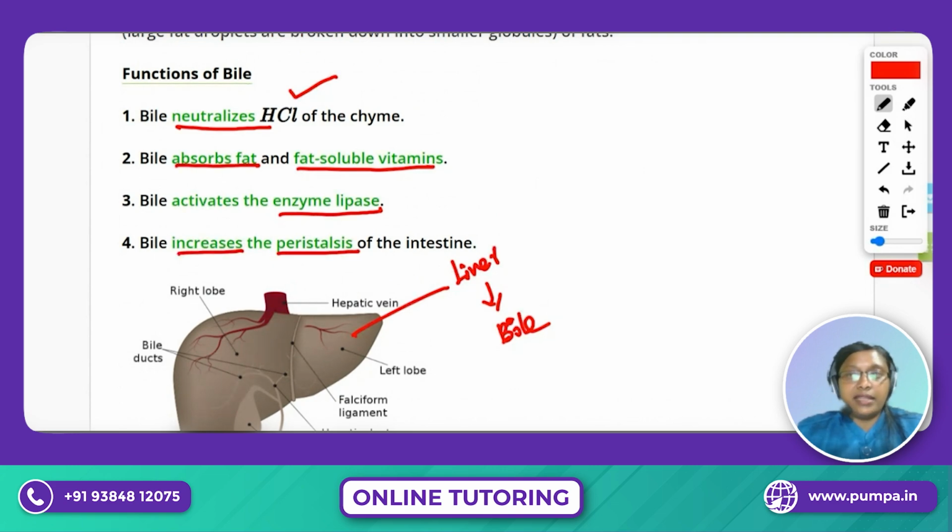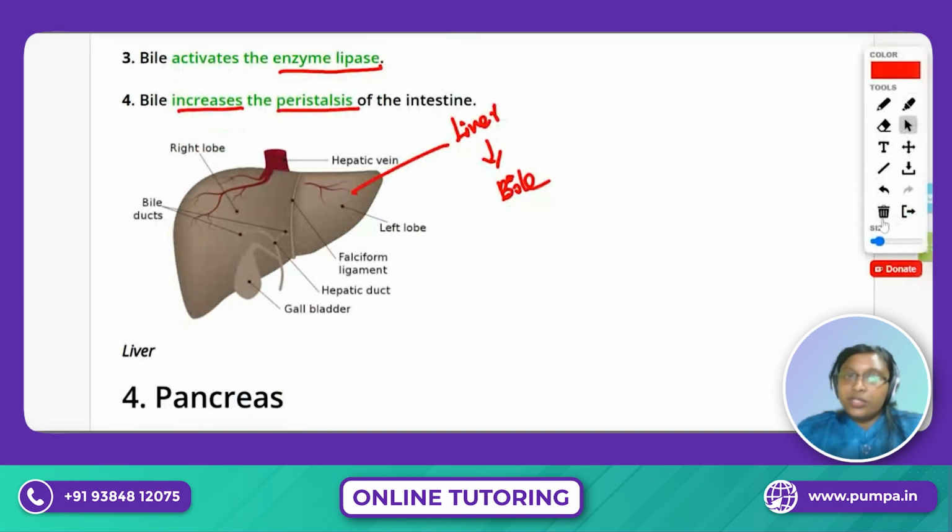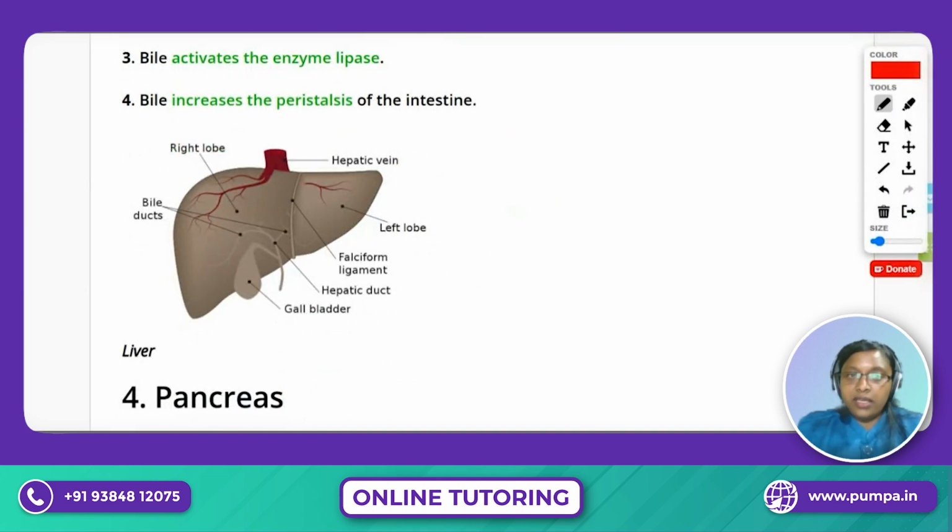The liver is here, and the liver secretes bile, and bile is stored in a temporary storage. This is the temporary storage. What is the name of it, any one of you?